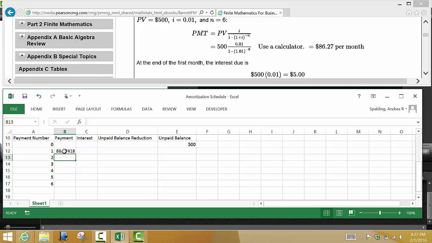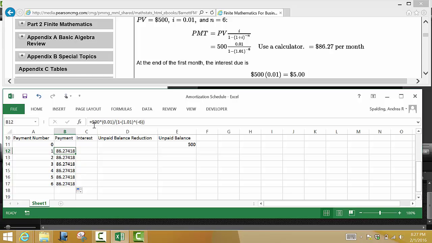Alright, so we want to round this. You notice they said $86.27. I am going to round this. But first, since we're doing the same payment for every month, I'm just going to highlight the cell, click on the little plus sign, and drag that down. That allows it to copy all the way down. Okay, so there's the payment without rounding.